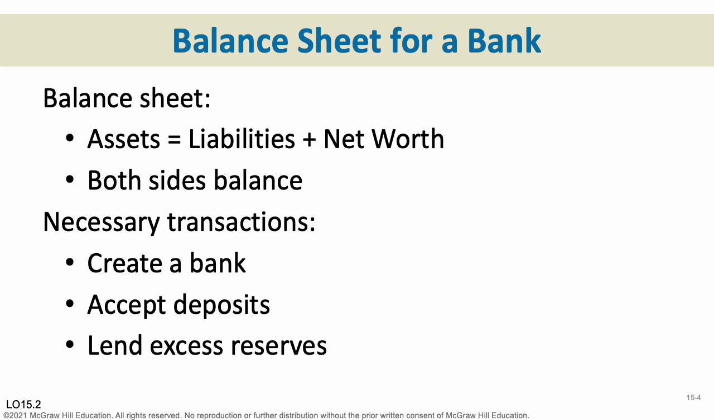So a bank has a balance sheet, and in the balance sheet of a bank, assets equal their liabilities, or what they owe, plus their net worth. And both sides are going to balance. If you ever have or will take an accounting class, remember assets and liabilities always do balance, and that's another thing we're looking at here. And necessary transactions we're going to go through are how to create a bank, how to take deposits, and finally how to lend our excess reserves.